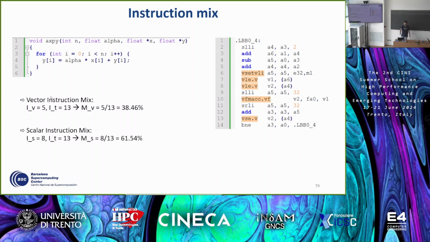Right? Here I see 5 orange over 13 total instructions. So we have 38% in this small example, right? 38% of the instructions are vector instructions. And one can say, hey, one third is vector, that is very little, right? Then let's look into the cycles.